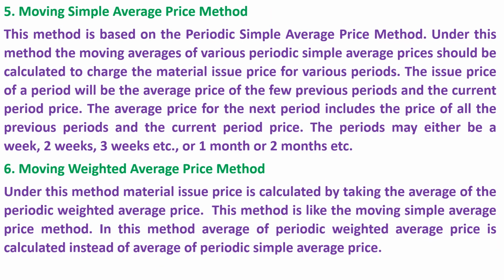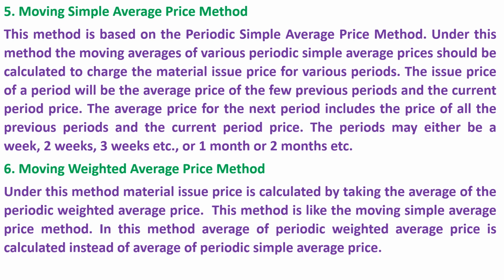5. Moving simple average price method. This method is based on the periodic simple average price method. Under this method, the moving averages of various periodic simple average prices should be calculated to charge the material issue price for various periods. The issue price of a period will be the average price of the few previous periods and the current period price. The average price for the next period includes the price of all the previous periods and the current period price. The periods may either be a week, 2 weeks, 3 weeks, etc., or 1 month or 2 months, etc.